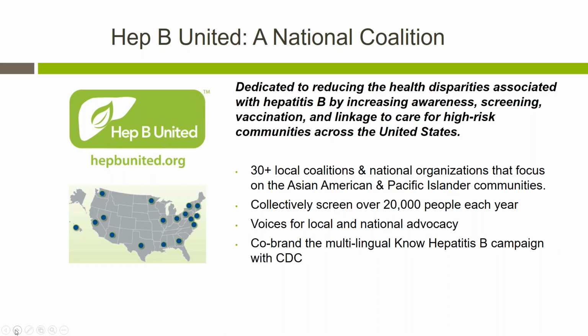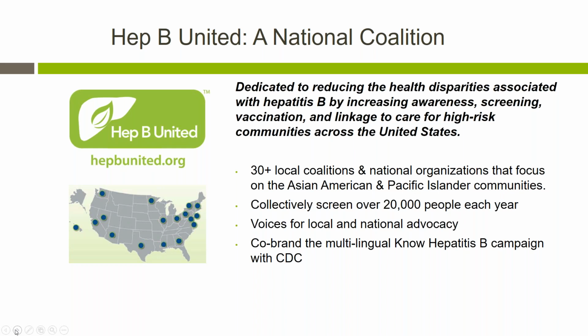Okay, so before we get started, just to share a little bit of background about the Hep United Coalition and our partners nationwide. We were founded about 5 years ago by the Hepatitis B Foundation and the Association of Asian Pacific Community Health Organizations. Hep United is a national coalition of over 30 organizations across the country with a mission dedicated to reducing the health disparities associated with Hep B by increasing awareness, screening, vaccination, and linkage to care for high-risk communities. The coalition also serves as a voice for hepatitis B advocacy issues locally and nationally. We advocate for increased resources for hepatitis B prevention and treatment.